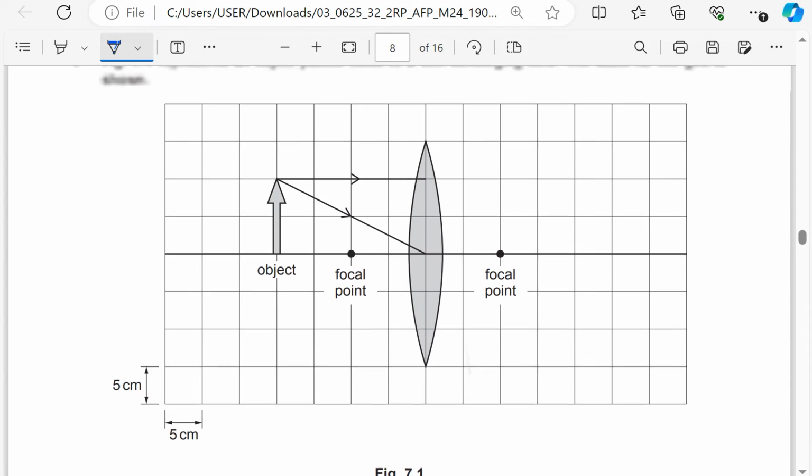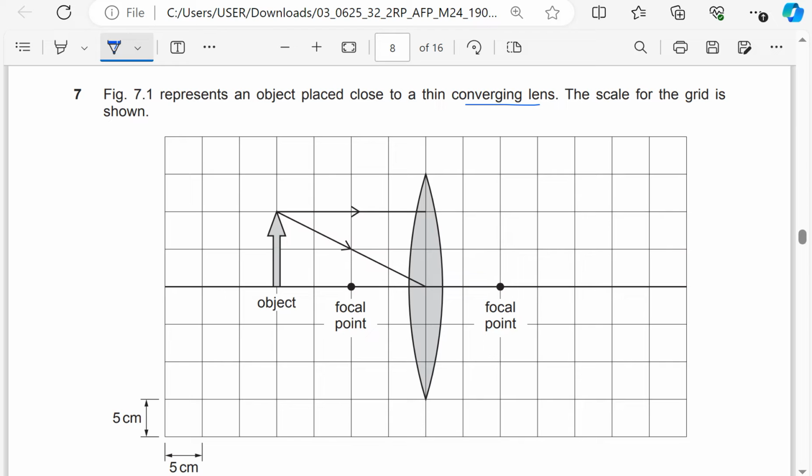For the focal length, a ray parallel to the principal axis converges to the principal focus. So the focal length is the distance from the principal focus to the center of the lens. So this distance here is going to be the focal length. Let me write it at the top. This is the focal length. I'm calling it F.